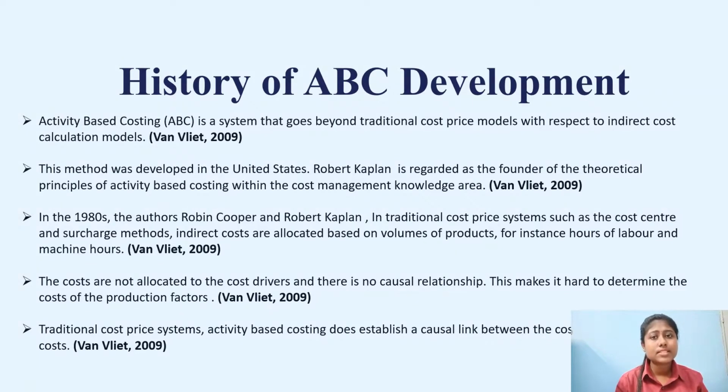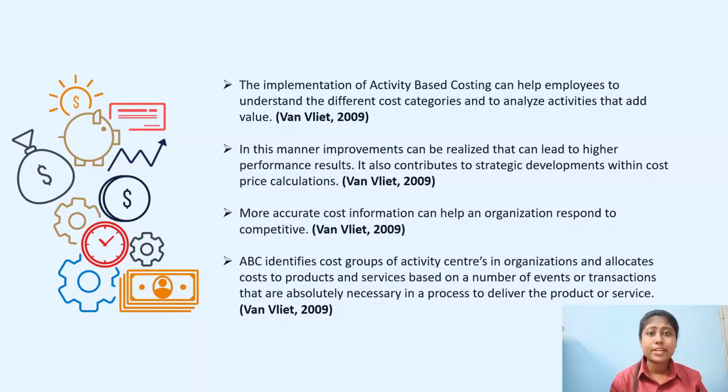The traditional costing systems, such as cost center methods, allocate indirect costs based on volume of product, for instance labor hours and machine hours. The costs are not allocated to the cost driver. This makes it hard to determine the value. By Robert Kaplan, activity-based costing established a causal link between cost drivers and indirect costs. By implementation, activity-based costing can help employees to understand and analyze the activity value. It gives more accurate information to organizations to be competitive.